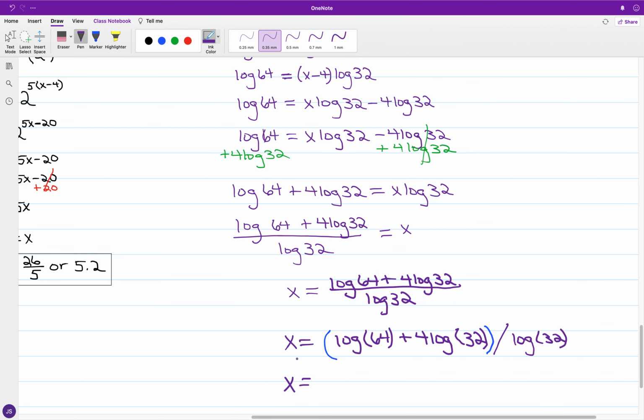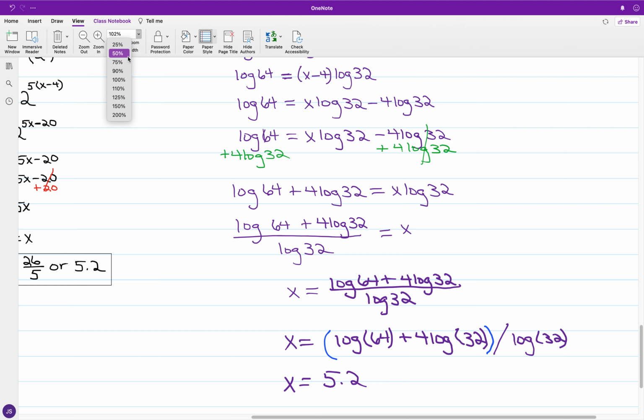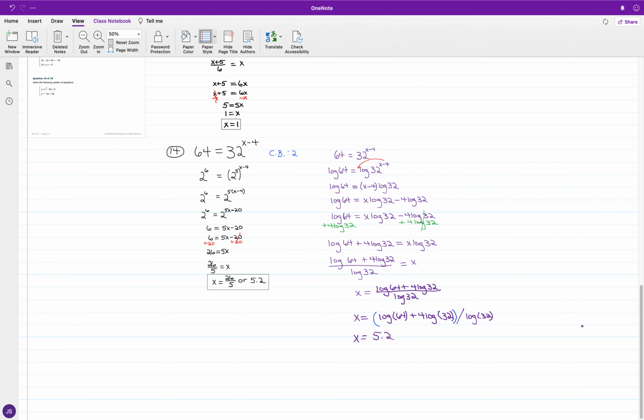And so for what we're going to have in this case, you can have the base 10 logarithm of 64 plus 4 times the base 10 logarithm of 32 divided by the base 10 logarithm of 32, and that would come out to 5.2 as well. All right, so just looking at what we have in the result.